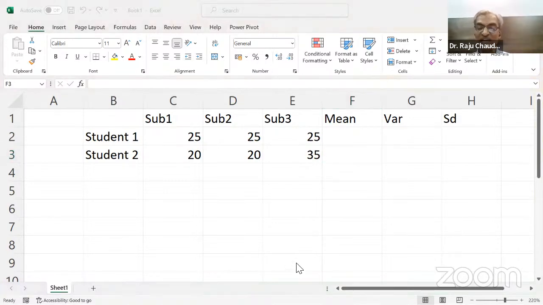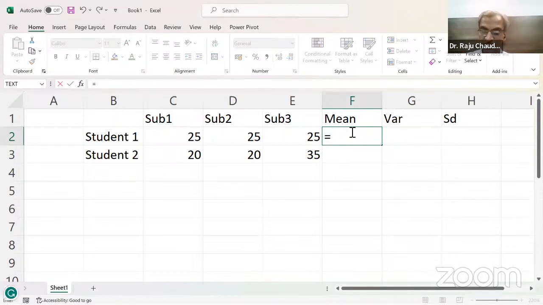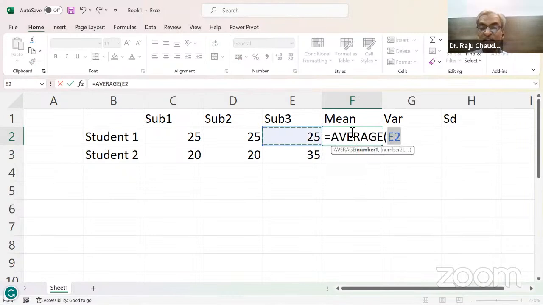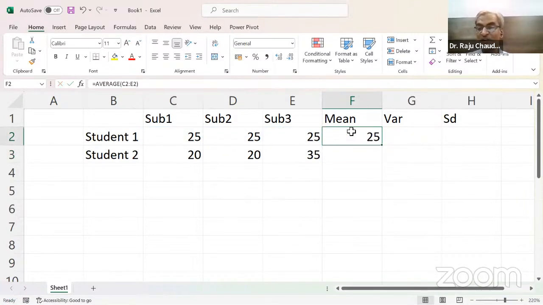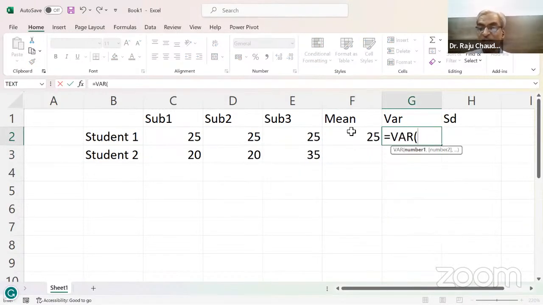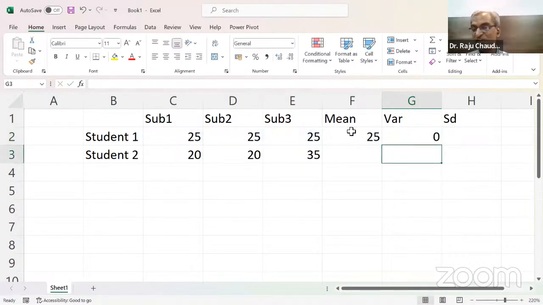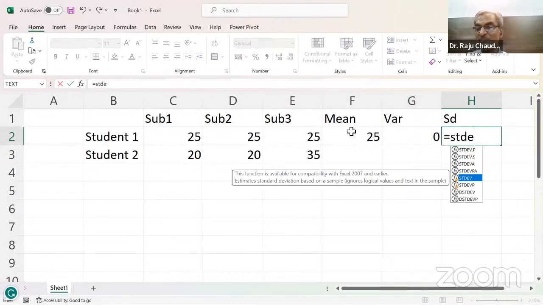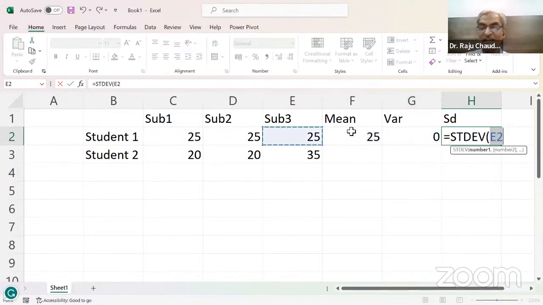Why? Because the marks are consistent, right? Say for example, if you calculate the average, in Excel we have the formula AVERAGE. This is the data, 25. Similarly, there is a formula VARIANCE, and this is the data, the variation is 0. Similarly, we have the standard deviation formula, right? This is my data.